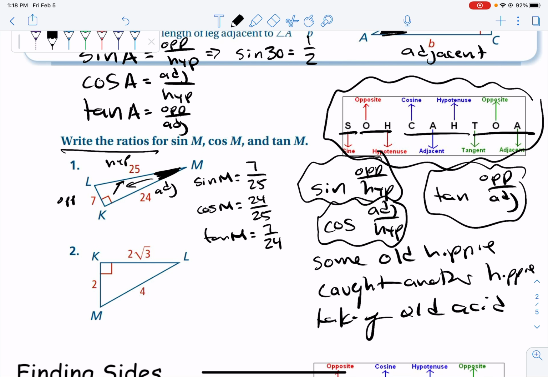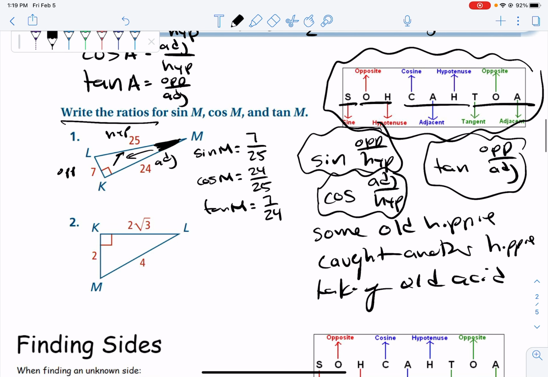If it wants you to just write the ratios, that's all you would have to write. The second one we're going to go through really quick because you can actually simplify some of this. Again, I'm using angle M, so I'm going to label my triangle. Across from the 90, that's my hypotenuse. Across from my angle is my opposite. And next to my angle is my adjacent.